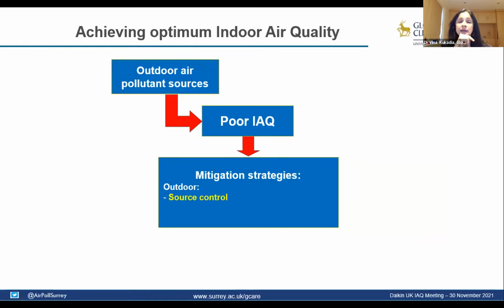So let's give some strategies for achieving optimum indoor air quality. So you've got outdoor air pollutant sources. I will cover the right-hand side, which will be the indoor air pollutant sources. So outdoor air pollutant sources give you poor indoor air quality. So potentially, what are the mitigation strategies that we can use for the outdoor air? The first one is source control. And that always has to be the first port of call, is source control.